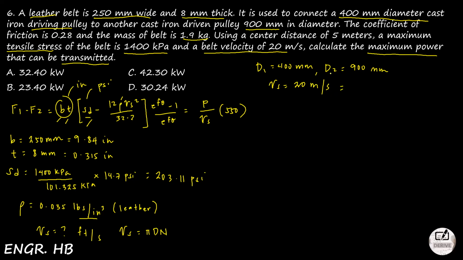So that was 20 times 3.28 kasi in every meters there's 3.28 feet. So that will become 65.6 feet per second. So, okay na tayo dito. So, okay na rin tayo dito. Makakuha natin power. Ang kulang na lang natin is e^(fθ) or yung f and theta. Meron tayong given na f which is 0.28.